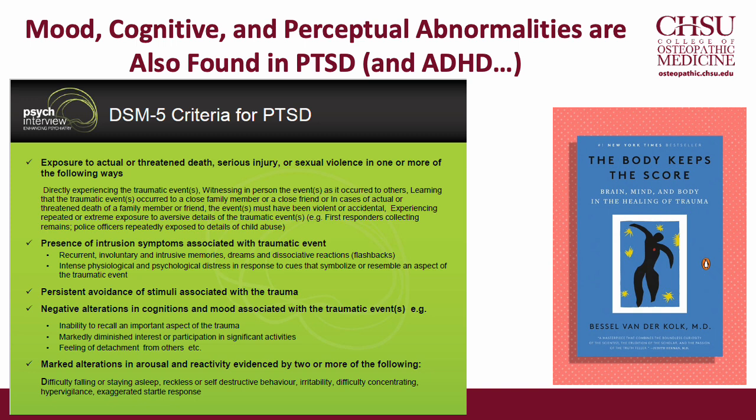It can include intense psychological distress in response to cues that symbolize or resemble an aspect of the traumatic event. It might include avoidance of stimuli associated with the trauma. There might be negative alterations in cognition and mood associated with the traumatic event. And they might have marked alterations in arousal and reactivity, evidenced by two or more of the following: difficulty falling or staying asleep, reckless or self-destructive behavior, irritability, difficulty concentrating, hypervigilance, or an exaggerated startle response.